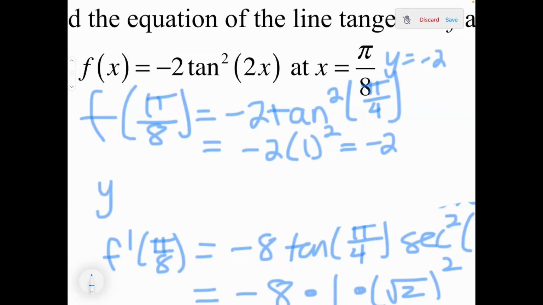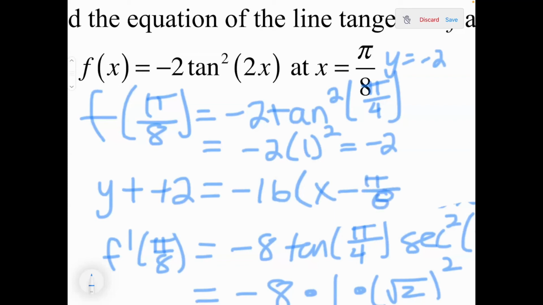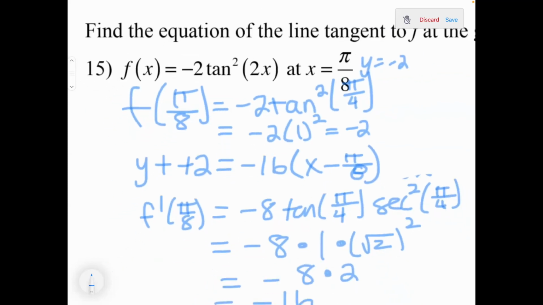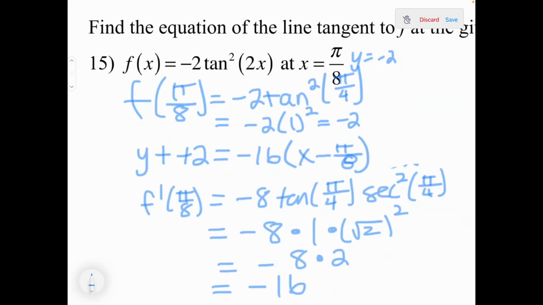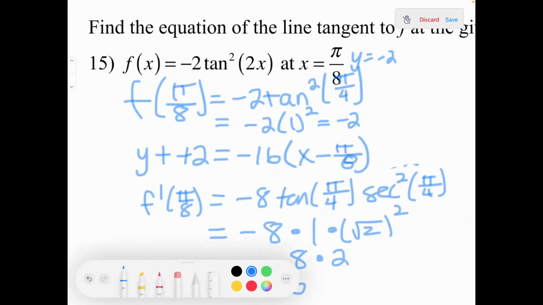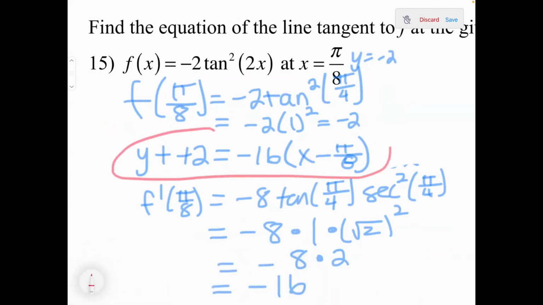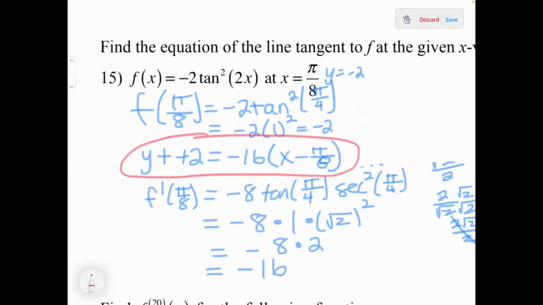So we're going to plug this in. y minus y1 is -2, that ends up being +2, equals the slope we found, which was -16, times x minus x1, which is pi/8. And I would probably just leave it like that. We could distribute the -16. We can move the 2 to the other side. But I think that right there will get it done for us.